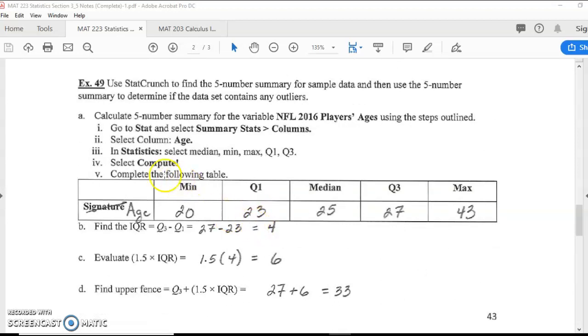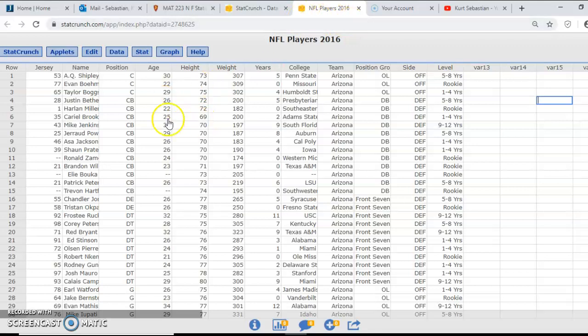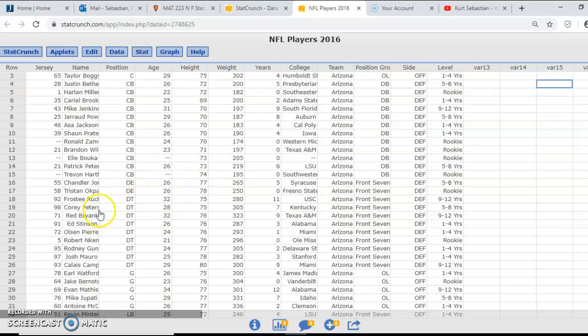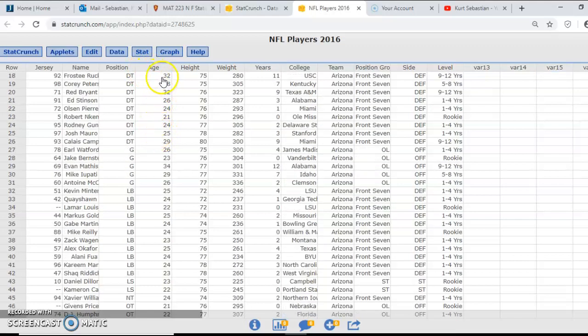As another example, let's use StatCrunch to find the 5-number summary for a sample data, and then use the 5-number summary to determine if the data set contains any outliers. Okay, so here actually is the 5-number summary. Let me go ahead and go to StatCrunch and show you how I computed that. We're going to look at the ages in this data set. The data set is NFL players from 2016. This is a data set that lists all the players that played in the National Football League in 2016. This column here labeled age is their ages, and that's the one variable that I want to work with in this example.